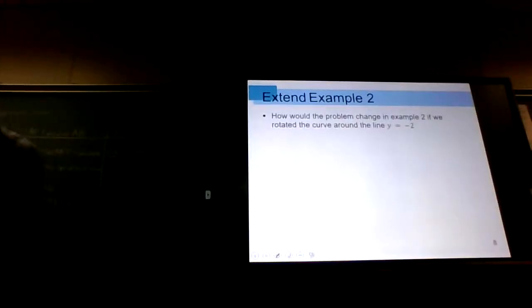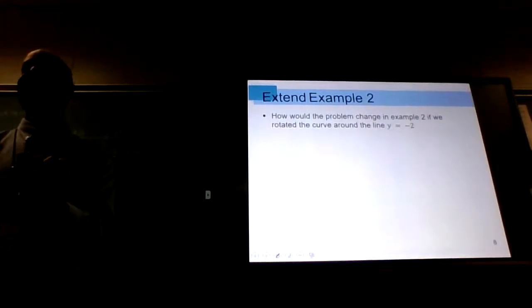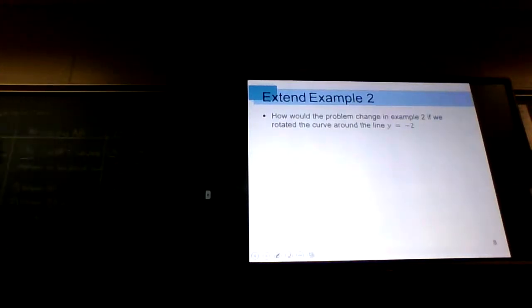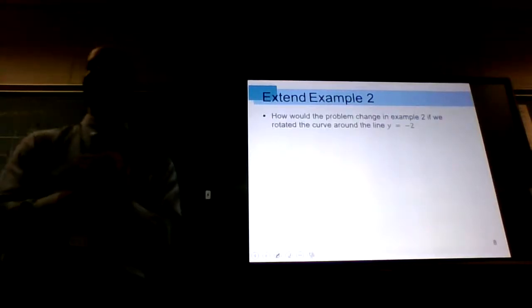My last question is this. How would that problem, that last problem we did, how would that have changed if we revolved it around the line y equals -2? I want you to just write what you think, write the formula with how you think that would change if instead of revolving it around the x-axis, I had you revolve it around the line y equals -2. How would that change?